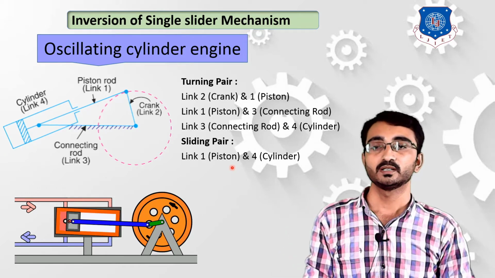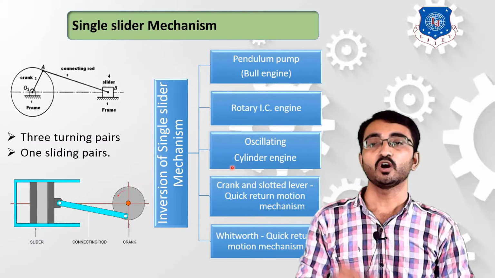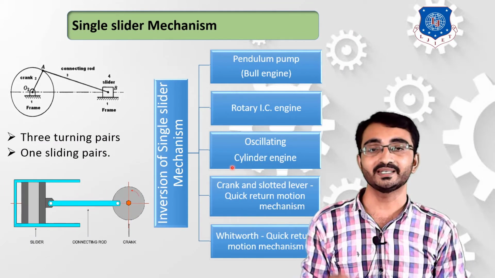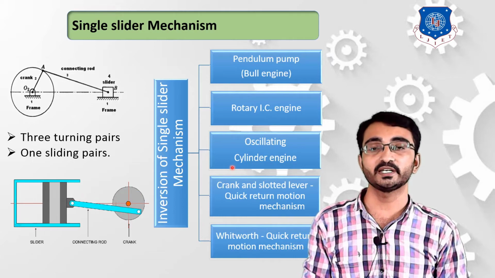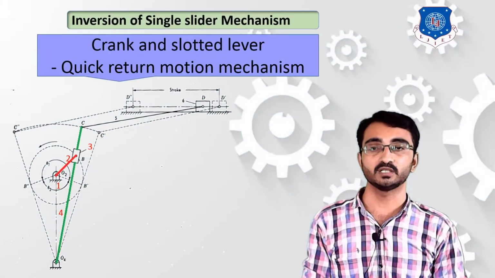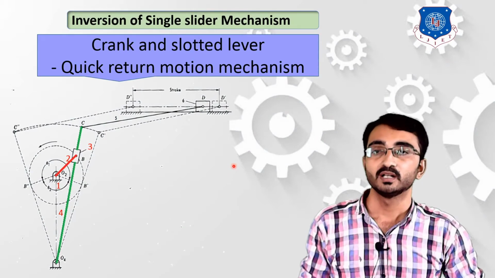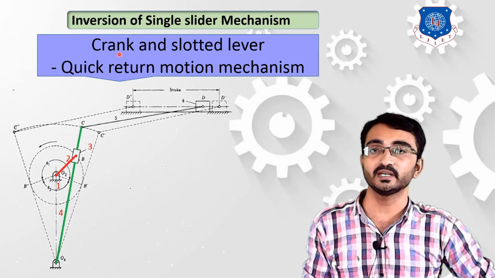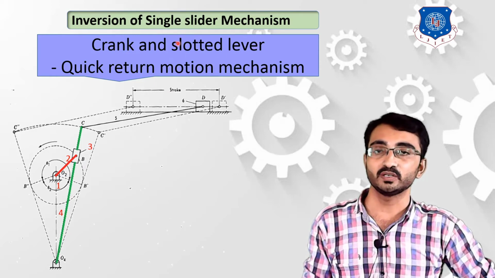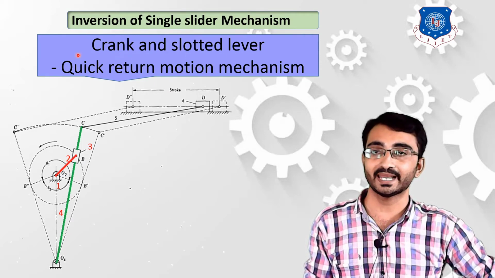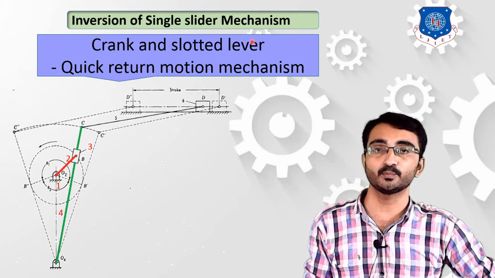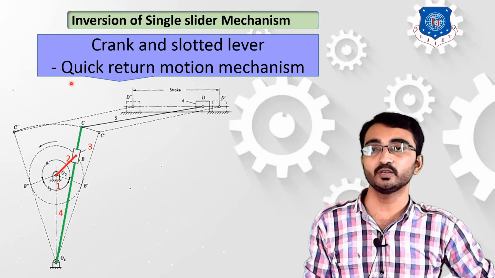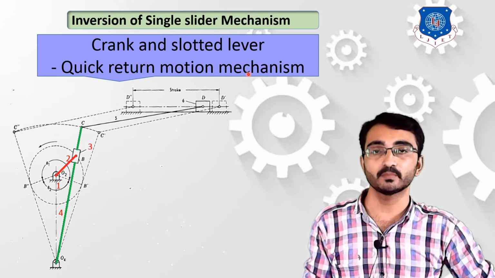Okay, now let's learn the fourth inversion of the single slider mechanism and the most important inversion, that is the crank and slotted lever quick return motion mechanism. Now, as the name indicates, first let's refer to the names. Over here, crank and slotted lever. In this mechanism, we will have one crank component and one lever component which is slotted. And this mechanism will produce quick return motion.